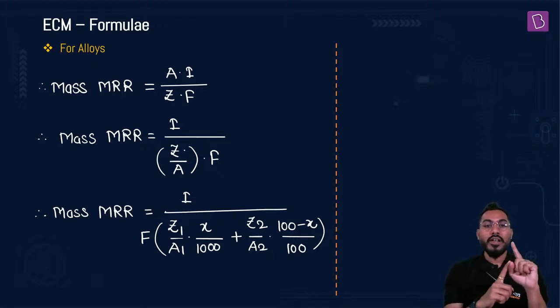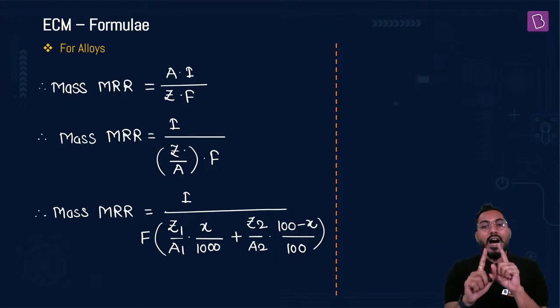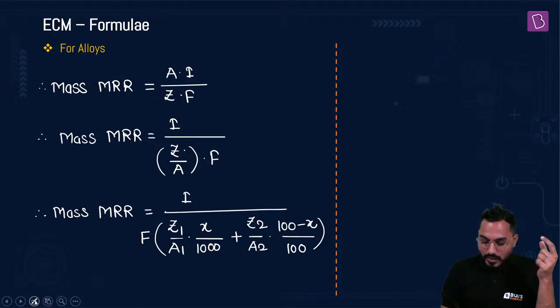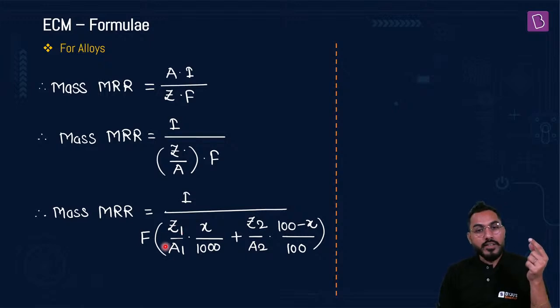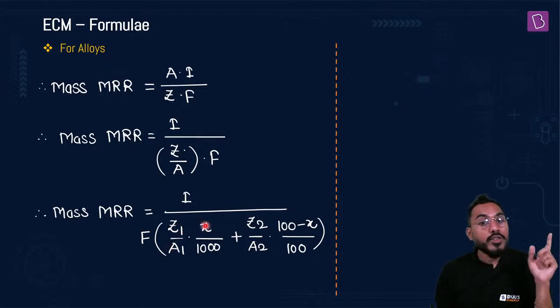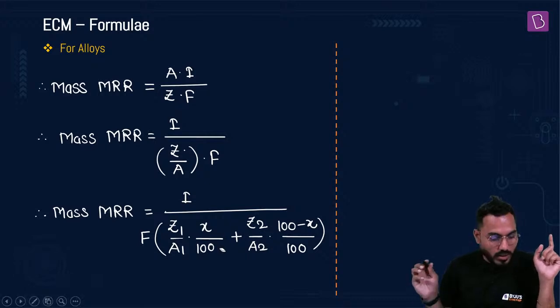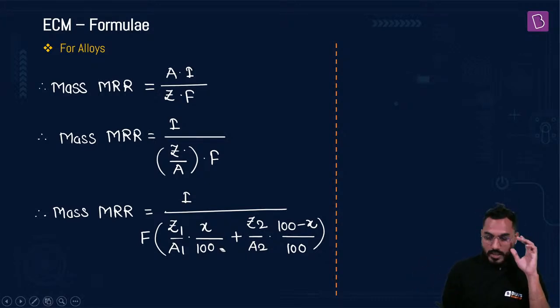Mass material removal rate is exactly equal to I, where I stands for current and F stands for Faraday's constant. For material A, whatever valence and gram atomic weight is given, you put it there along with its percentage X. And it should not be 1000; it should be 100, not 1000. Is it okay, everybody?